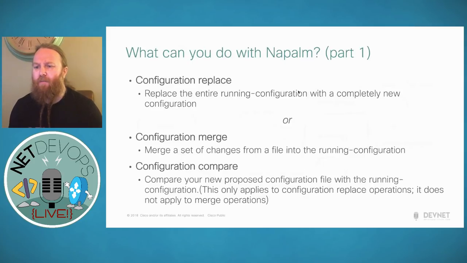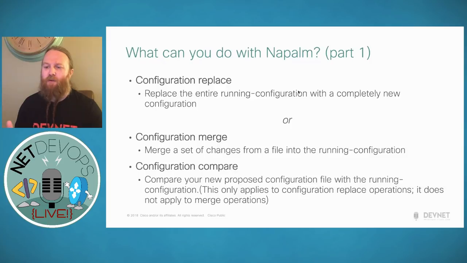So here we're going to look at what you can do with NAPALM, and I've labeled this part one because there are around 5-6 different things. The first thing that we're going to look at is the configuration replace. The replace will replace the entire running configuration with a completely new configuration. Now this is great if you want to have all of your running configurations based off a predefined template and you want them to all be the same. So this is another great way of eliminating those snowflakes on your network, and you're going to keep a consistent state.